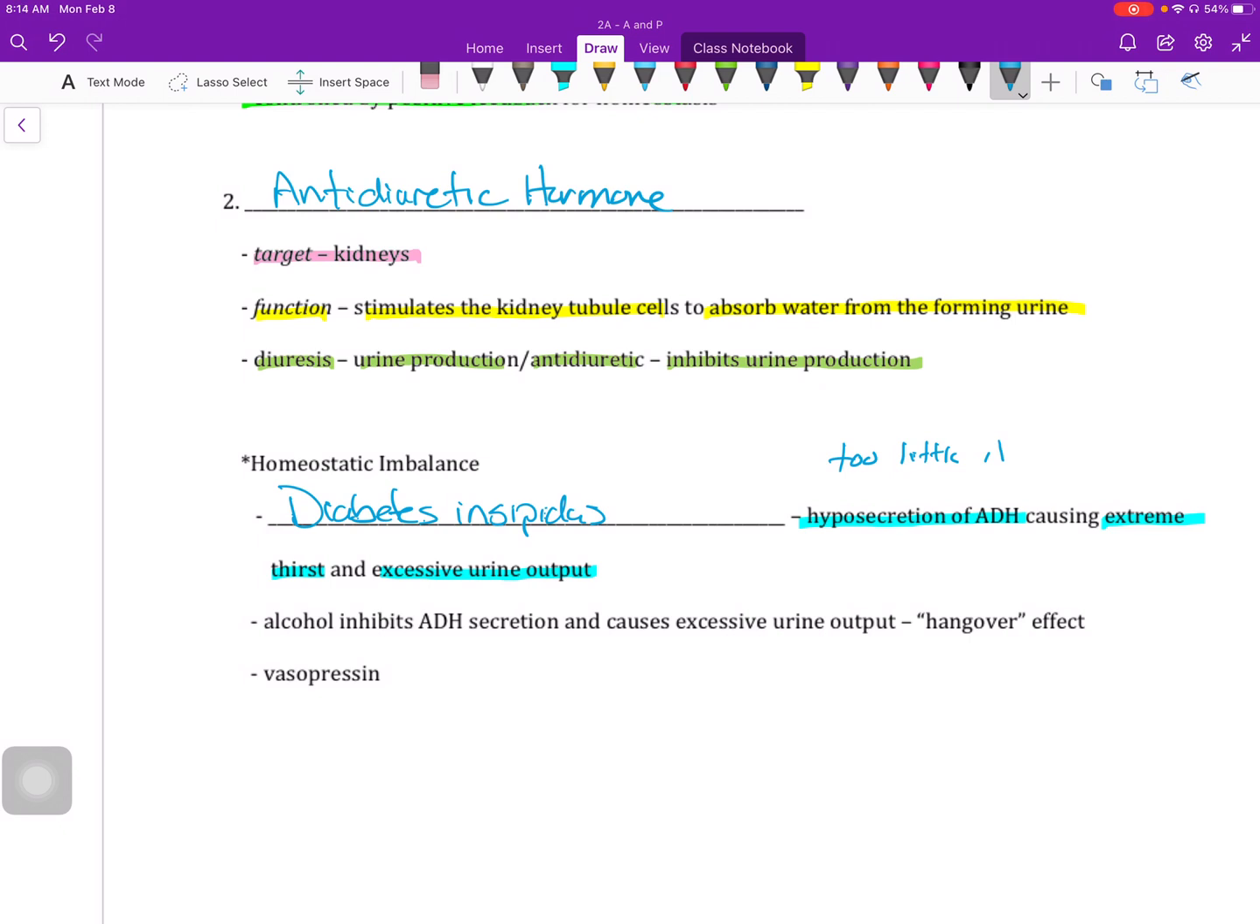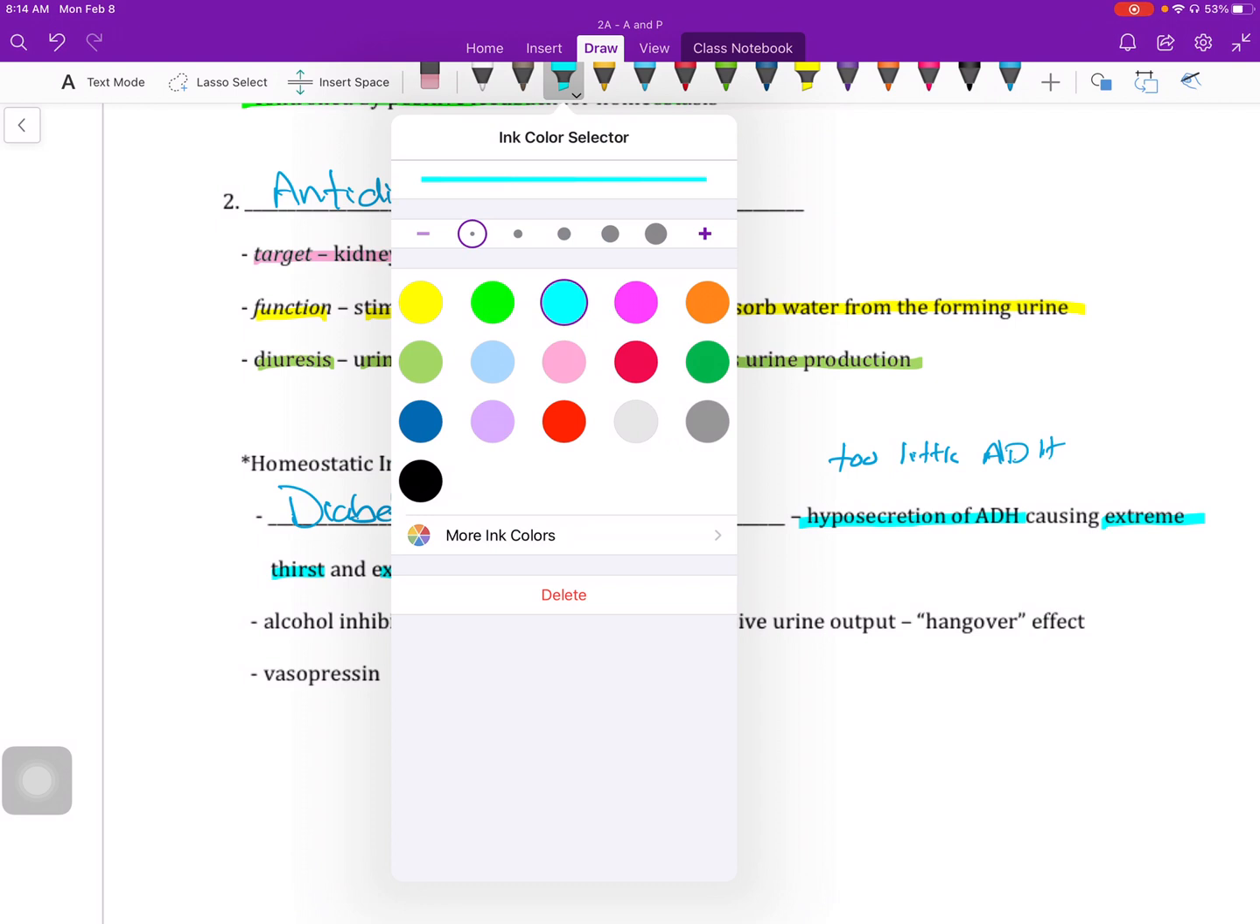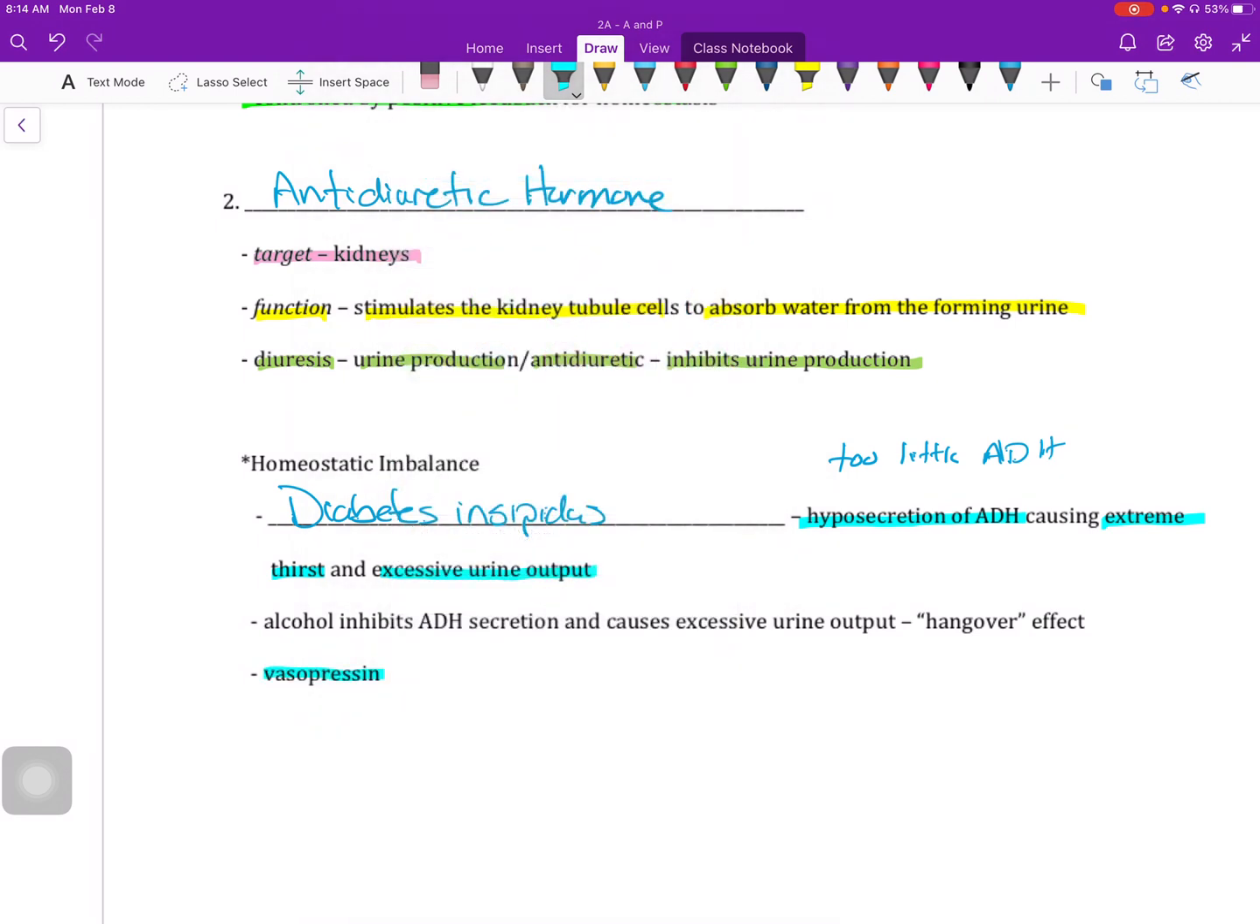You need to look up the definition of vasopressin. Okay, so go back to this, too little ADH, and I want you to look up and define vasopressin.